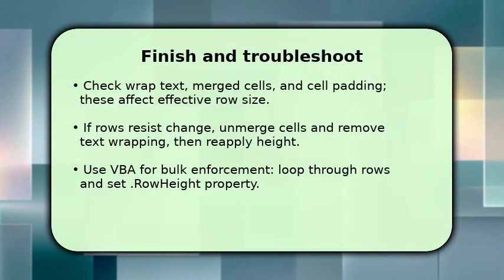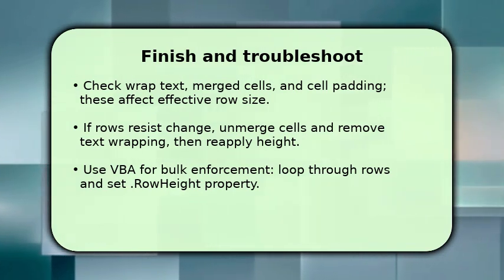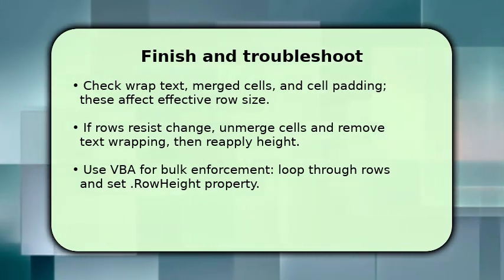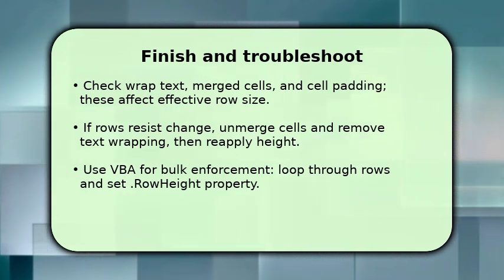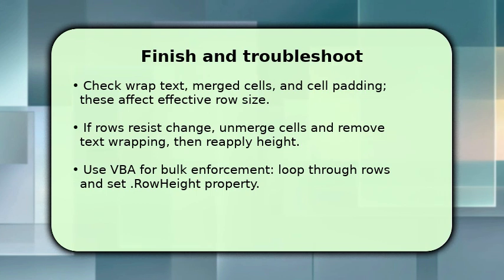Finish by verifying formatting that can override size. Turn off wrap text and inspect merged cells because they often prevent a uniform appearance. If a row refuses to change, unmerge its cells and clear wrap, then reapply your chosen height.